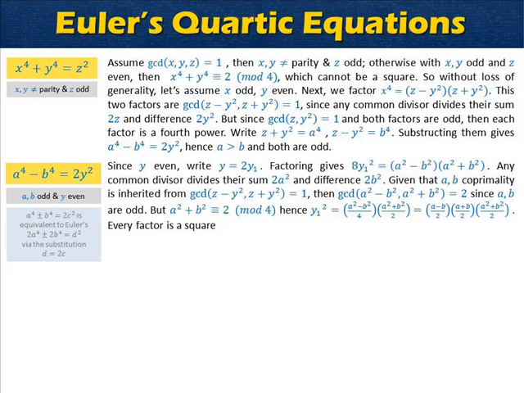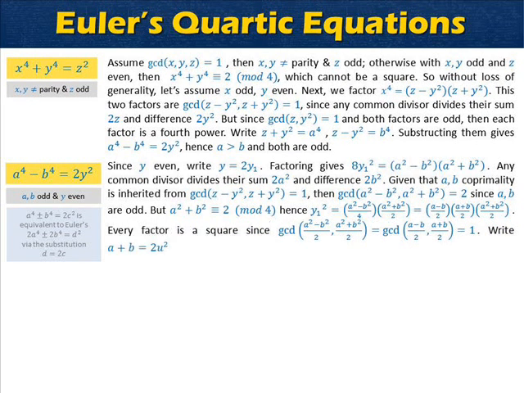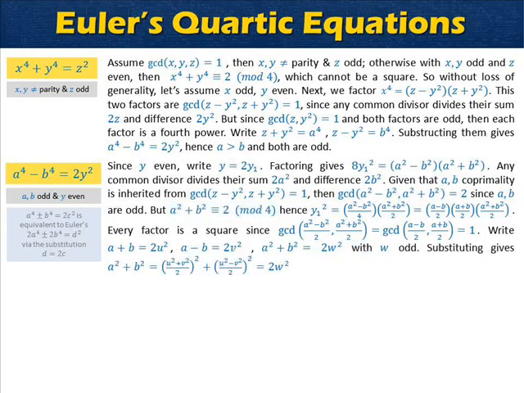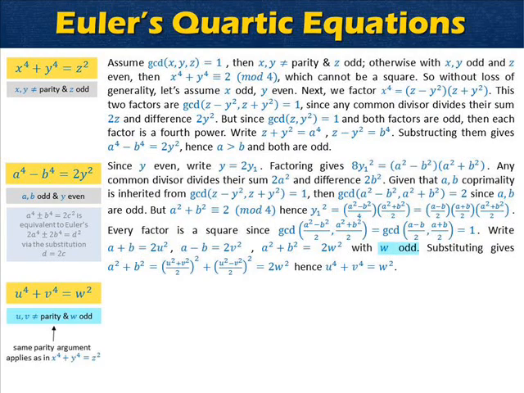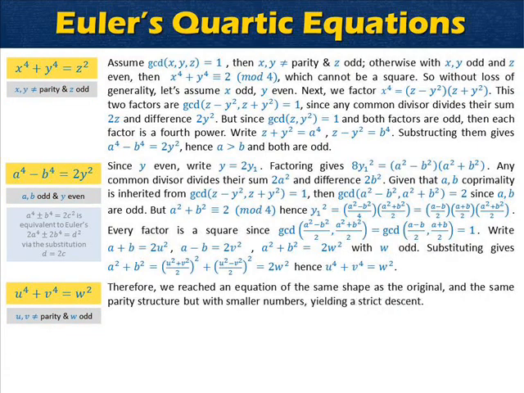Note, every factor is a square once we divide through by 2. So write a plus b as 2u squared, a minus b as 2v squared, and a squared plus b squared as twice w squared, with w odd. Substituting into the third equation and simplifying gives u raised to the fourth plus v raised to the fourth equals w squared. Therefore, we reach an equation of the same shape as the original and the same parity structure, but with smaller numbers, yielding a strict descent.